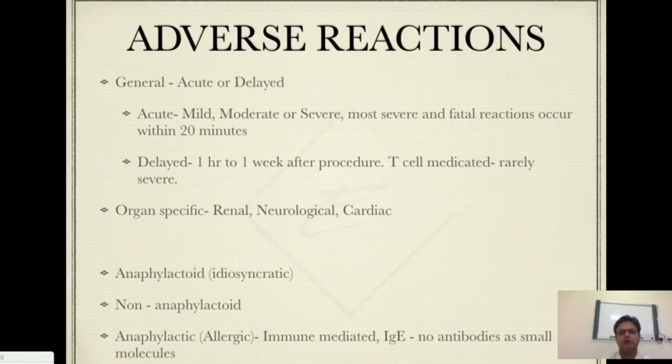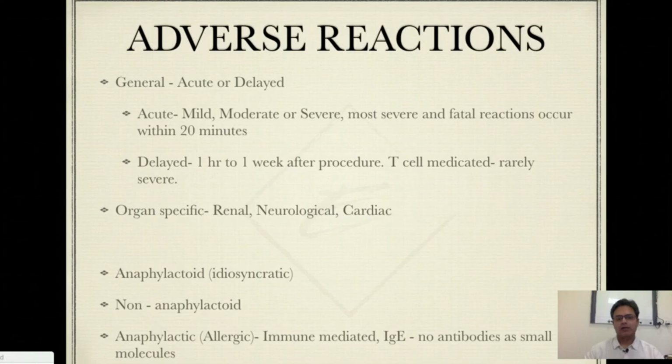You can also classify these adverse reactions based on the underlying mechanism responsible for them. One such classification is dividing them into anaphylactic and anaphylactoid reactions. Both of these can be equally severe and life-threatening. However, the mechanism involved is different. In anaphylactic reactions, you'll have IgE antibodies which will cause liberation of chemical mediators from basophils and mast cells.